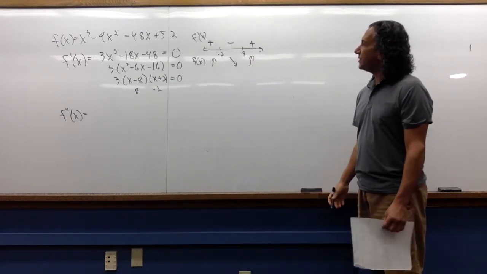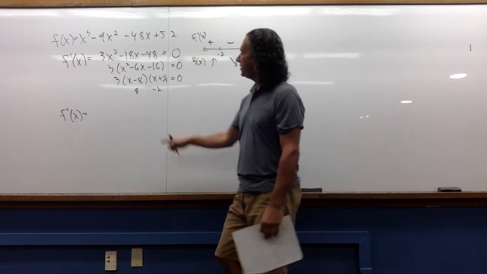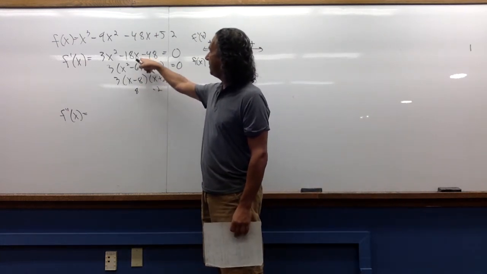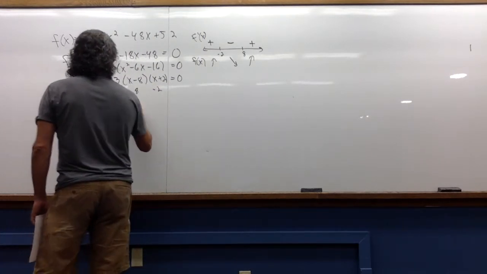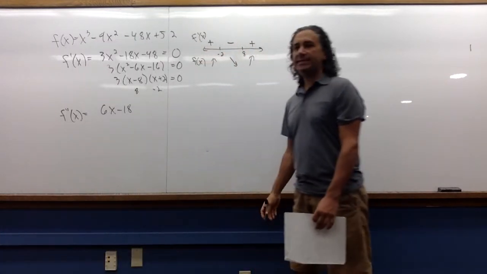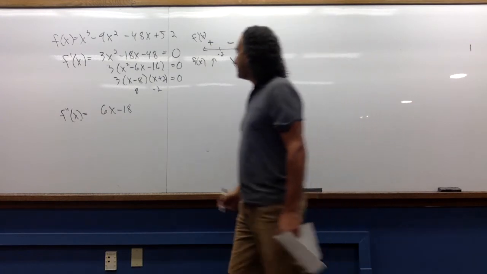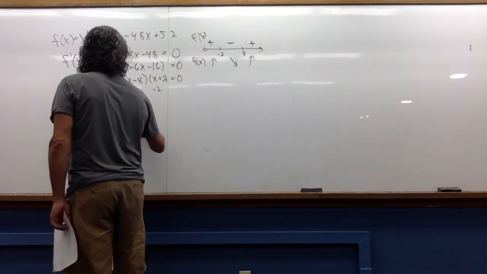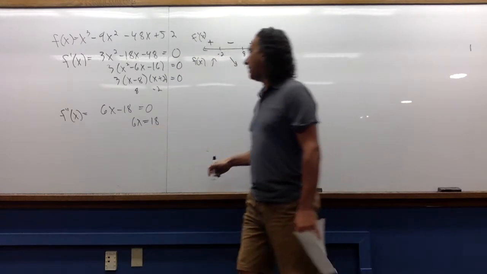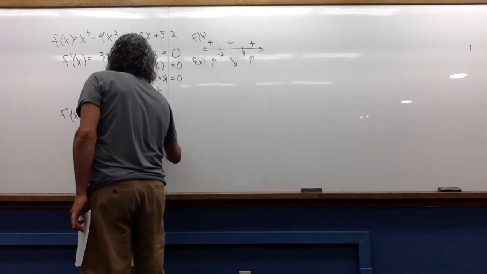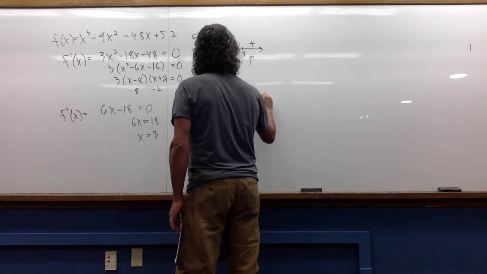Okay, let's check out the second derivative. And I could do it from here, but I feel like this is going to be way easier, because I could just do it term by term and get 6x minus 18. Let's set this equal to 0. And I can then add the 18 to both sides and then divide both sides by 6. So we get that x equals 3.